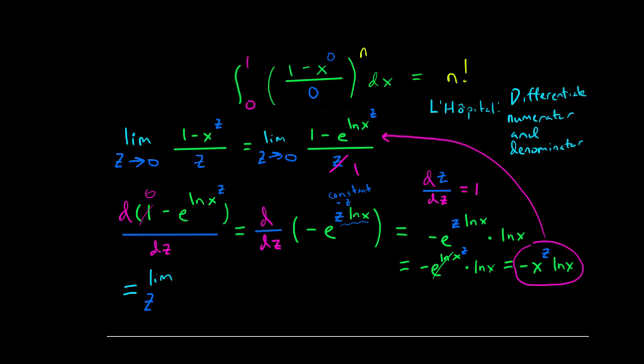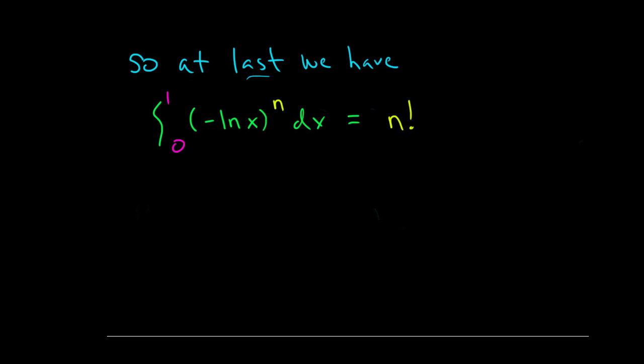And that negative x to the z times log x is going to be what goes up into the numerator there. And now, having differentiated the numerator and the denominator, we take the limit as z approaches 0 of negative x to the z log x over 1. Negative x to the 0 is just negative 1, so we get negative log x. So finally, after all of that math, we have this expression, the integral from 1 to 0 of negative log x to the n dx equals n factorial. This is our integral expression for the factorial function. So I'll put a big box around that.